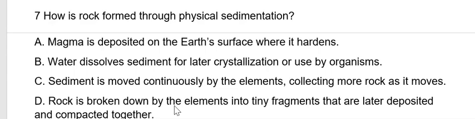Or is it C, sediment is moved continuously by the elements collecting more rocks as it moves? Or is it D, rock is broken down by the elements into tiny fragments that are later deposited and compacted together? Which one of those is the best definition of how rock forms through physical sedimentation?